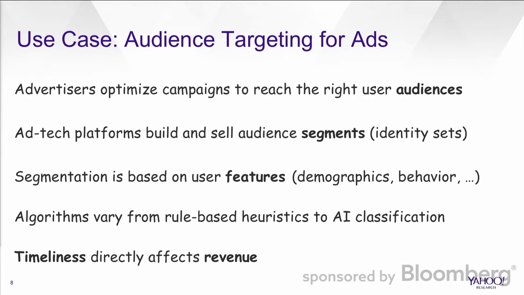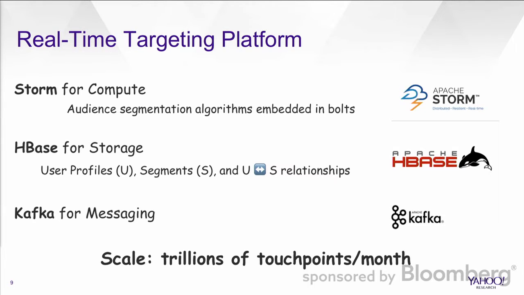Okay, and of course the timeline directly affects revenue. If we don't do it online, but in a batch fashion, then this list will be less accurate, and we don't want that. So how does it work? Basically, we have a Storm topology where each bolt has an algorithm, either an AI model or some rule-based rules that calculates the segments.